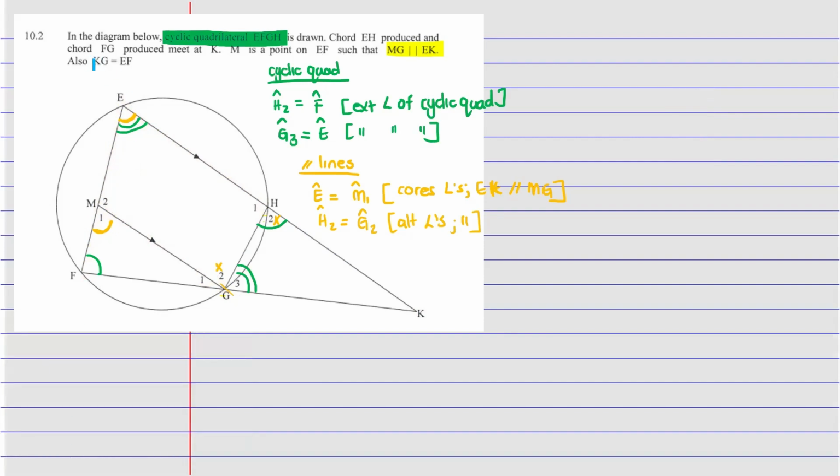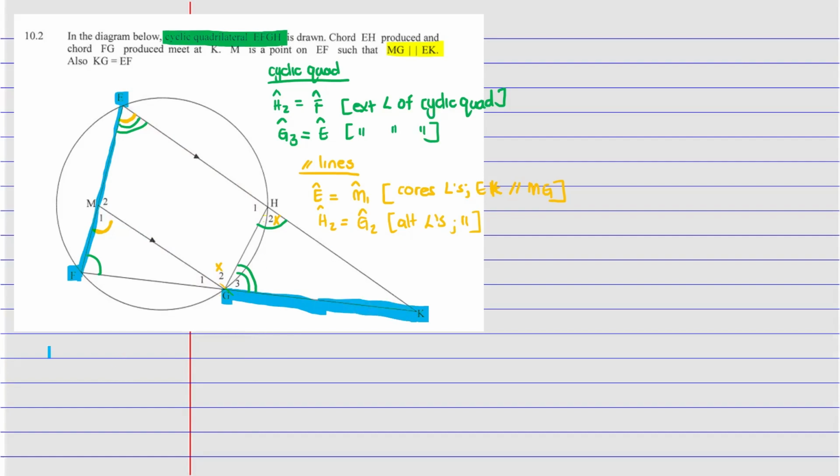They tell me the fact that KG, where's KG? KG is this one, right? Is equal to EF. They tell us that the two lines are equal to each other. So there's nothing special about it. They just tell us the fact that those two are equal to each other. Those lines are just equal to each other. And so they just tell us that.